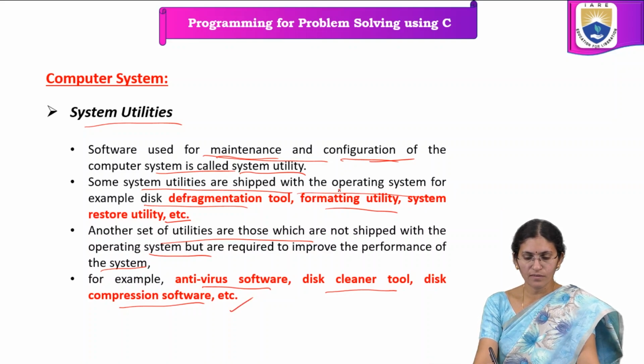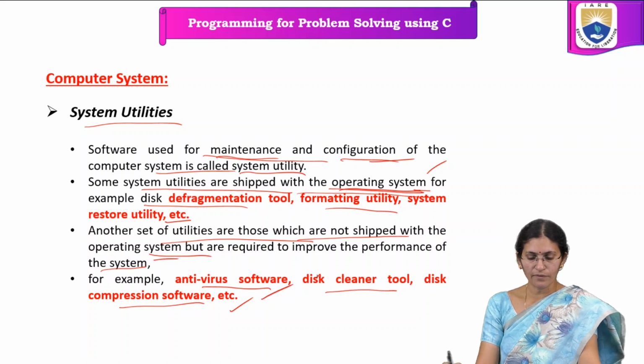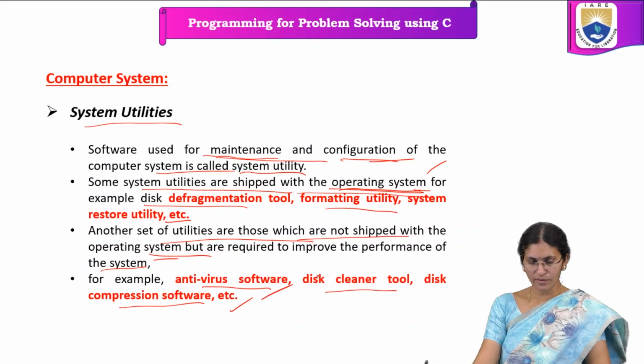So we have some of the software which comes under system utilities. Some of them are directly installed with the operating system, or they directly come with the operating system. The others which are not shipped with the operating system are antivirus software, disk cleaner tool, etc.